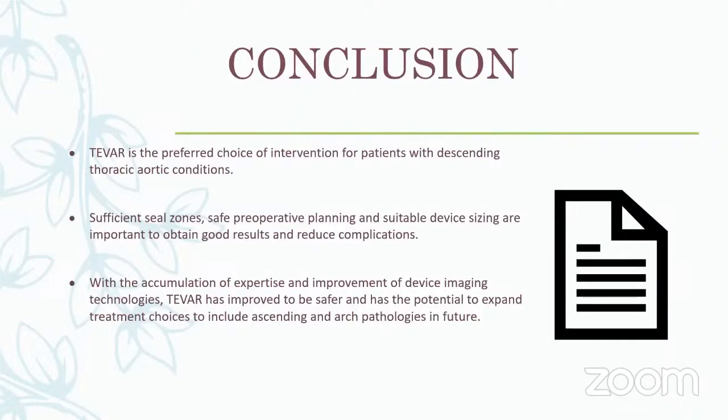So as a conclusion, TVAR is the preferred choice of intervention for patients with descending thoracic aortic conditions. Sufficient seal zones, safe pre-op planning, and suitable device sizing are important to obtain good results and reduce the complications. With the accumulation of expertise and improvement of device imaging, TVAR has improved to be safer and has the potential to expand the treatment choices to include the ascending and arch pathologies in the future.